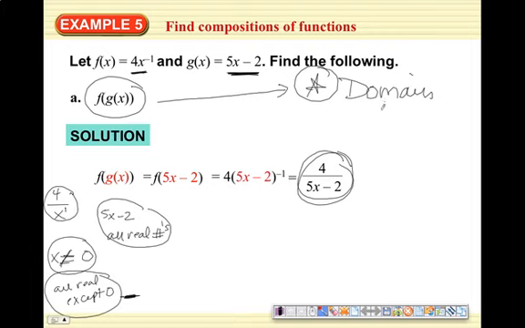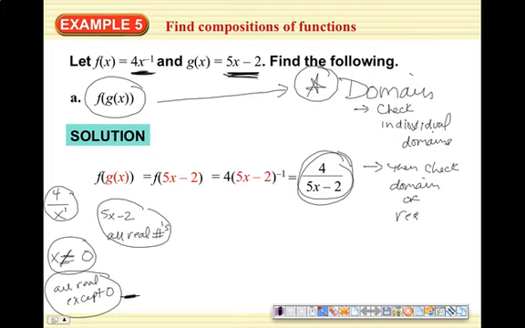So when you find domain, here's what you have to do. Check individual domains. Like, check this domain, here it is. Check this domain, here it is. And then check the domain of your result, which is this guy. What is the domain of this?